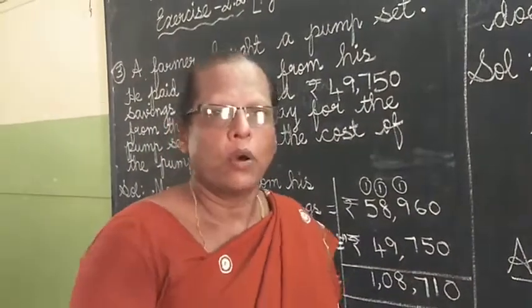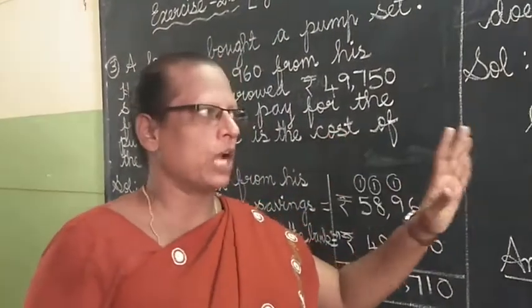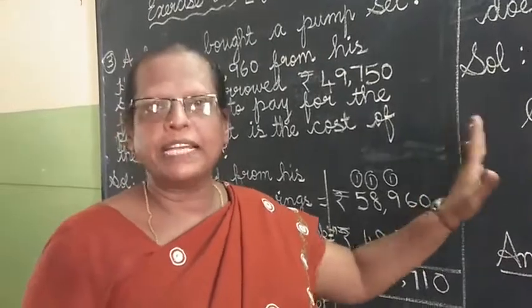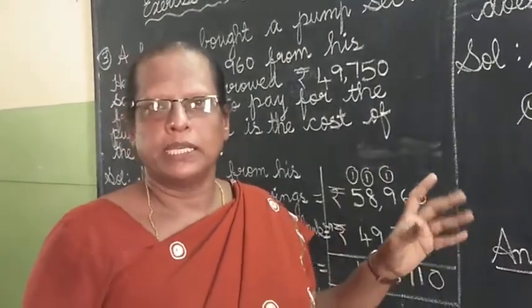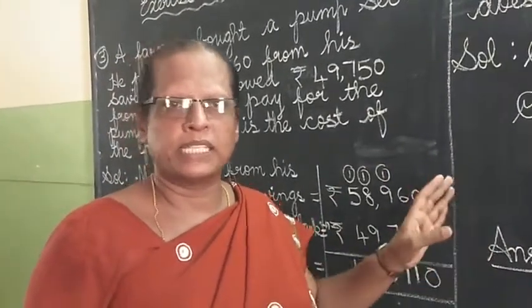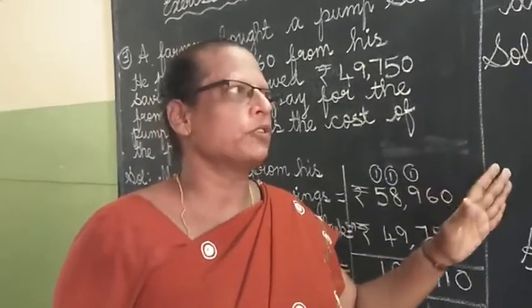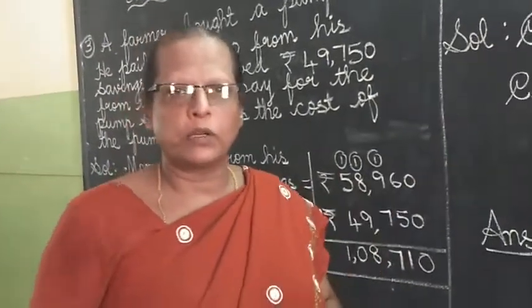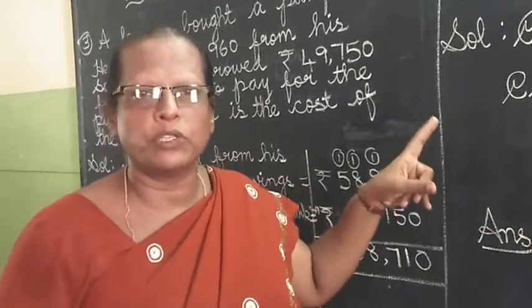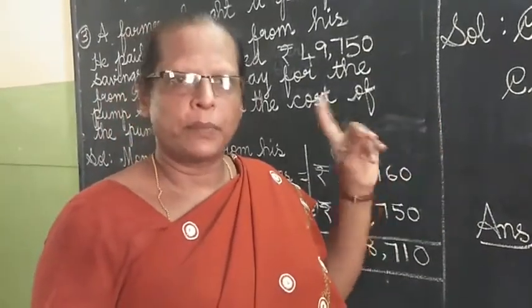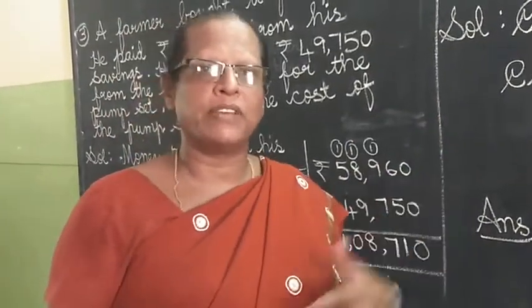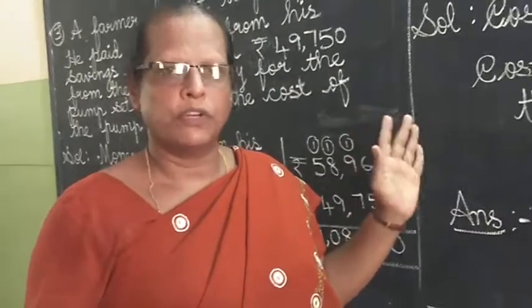Understood, children? Okay. Are you thorough in this? If you have any doubt in these sums, you can call me on my WhatsApp number. Okay, children? Okay, you practice at home. Till you get the notebook, you have to copy down in your rough notebook so that it will be very easy for you to learn. Will you do that, children?